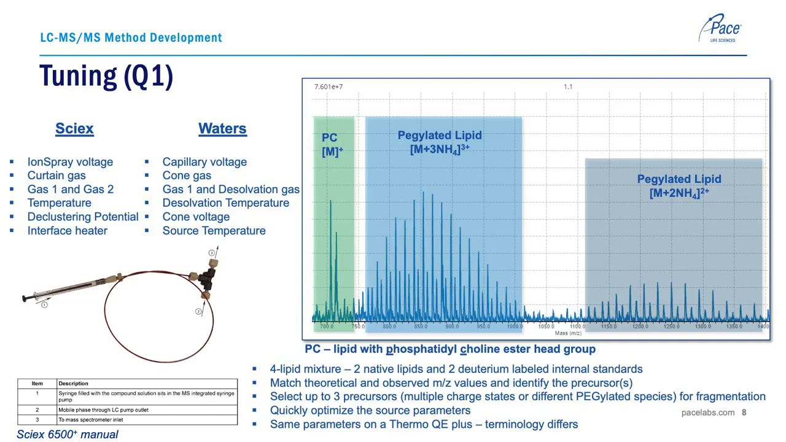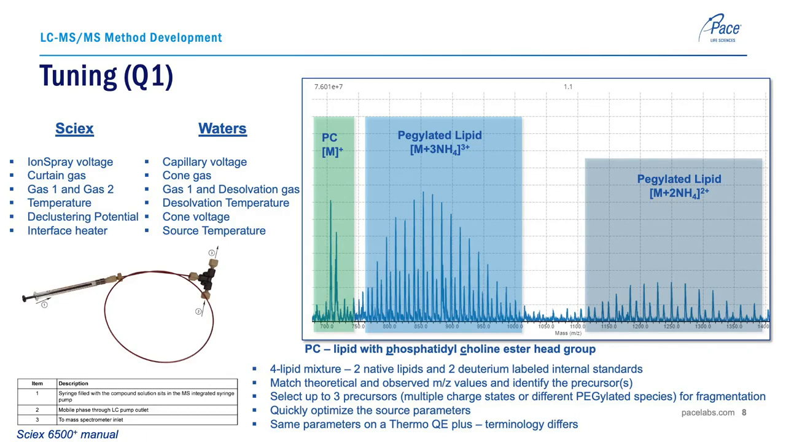From the full scan data, we could see the doubly charged and triply charged pegylated lipid ions in the form of ammonium adducts. Each pegylated lipid ion has an adjacent internal standard ion, which can be seen at a lower intensity compared to the native lipid. Highlighted in green are the native and internal standard ions for the singly charged phosphatidylcholine lipid.